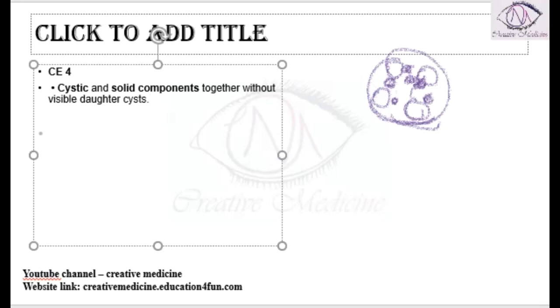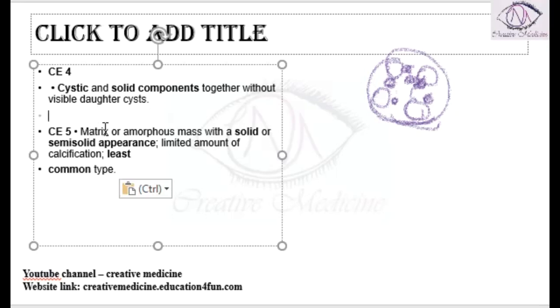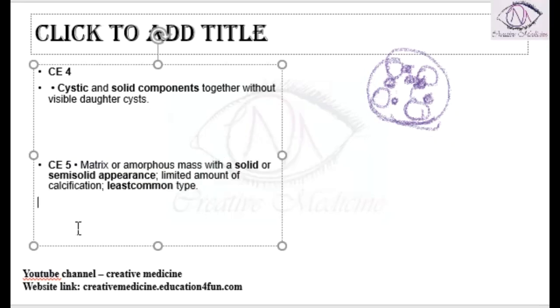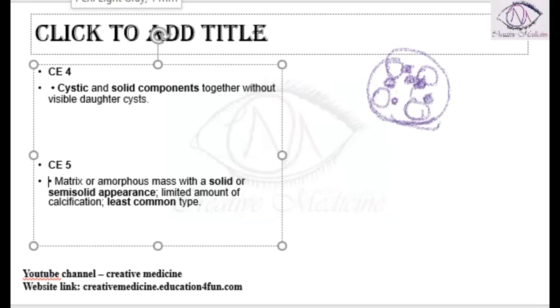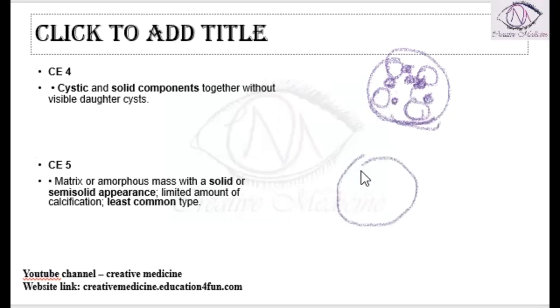Then we have CE5. In CE5, a matrix type or amorphous mass is present. There is a solid area, then a semi-solid area, then a solid area, then a semi-solid area. So there is a solid area with a semi-solid area, along with calcifications, a limited amount of calcifications. So this is CE5.